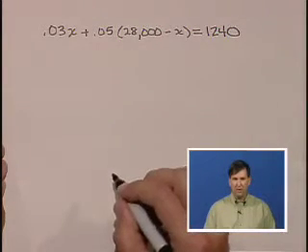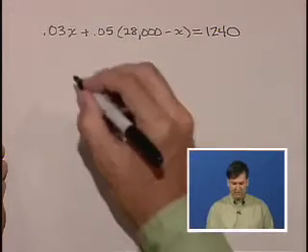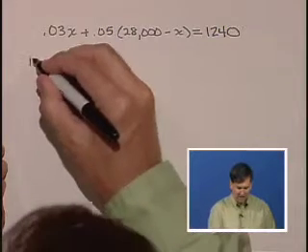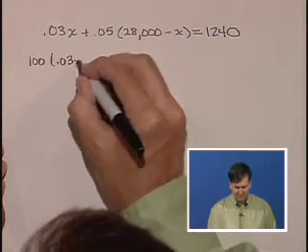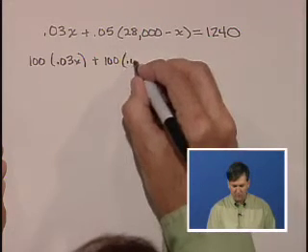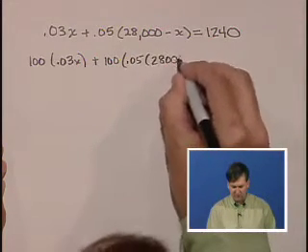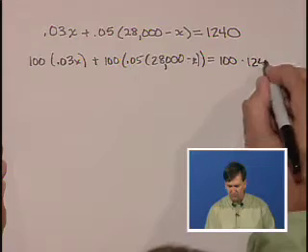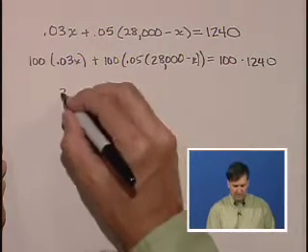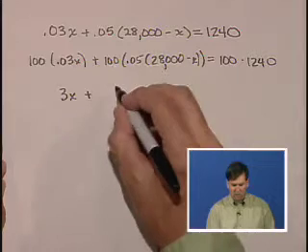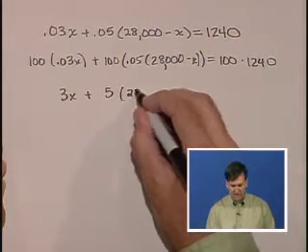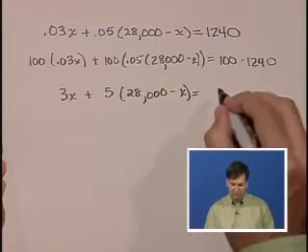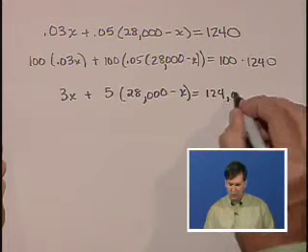So to solve this equation for x, we're going to distribute out the parentheses. Well, actually, first we're going to multiply by 100 so that we get rid of the decimals. So we're going to have 100 times 0.03x plus 100 times 0.05 times 28,000 minus x equals 100 times 1,240. So 100 times 0.03x is 3x plus 100 times 0.05 is 5 times 28,000 minus x. And 100 times 1,240 is 124,000.